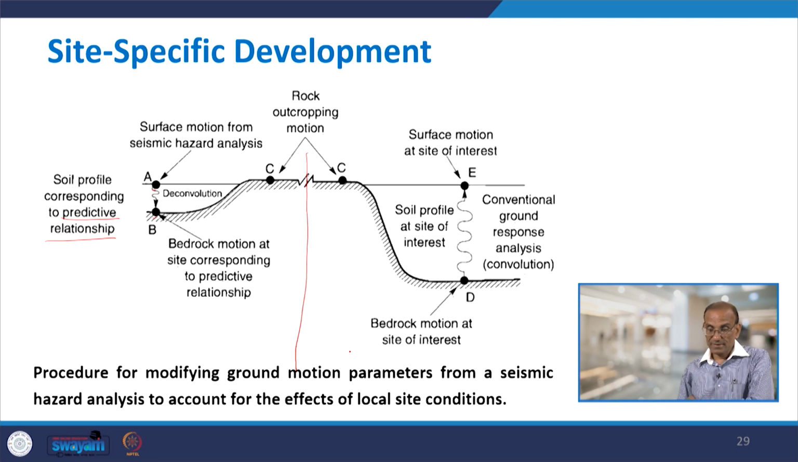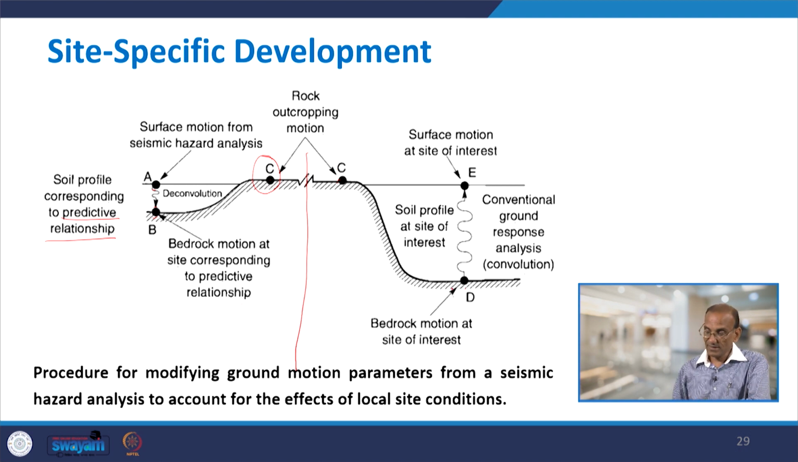Now at point B you find the bedrock motion at the site, which corresponds to the predictive relationship. Using that B we determine what we call the rock outcropping motion, point C. Then from point C we go to point D, where the rock outcropping motion is known, and we find the bedrock motion at the site of interest. And here there is a difference between B and D. B and D are not going to be the same motion. At point C the motion will be the same, there is no difference at all.